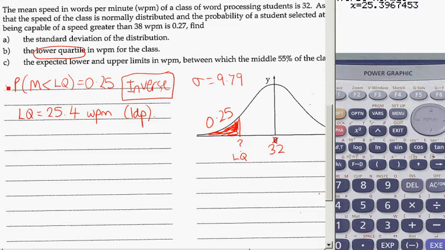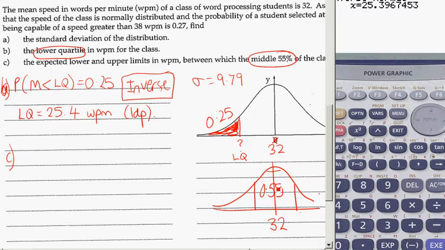Alright, that was part B, let's try part C. We want the expected lower and upper limits in words per minute between which the middle 55% of the class lie. So we'll quickly draw ourselves another curve to use since we've used that one. This is for part C. Mean is 32, same standard deviation, and we want the middle 55%. So that area in there is going to be 0.55. That's where the central or middle 55% are. And it talks about the lower and upper limits, which will obviously be those values there.